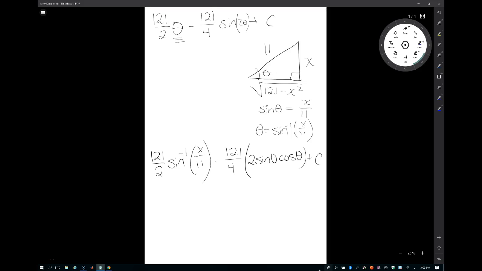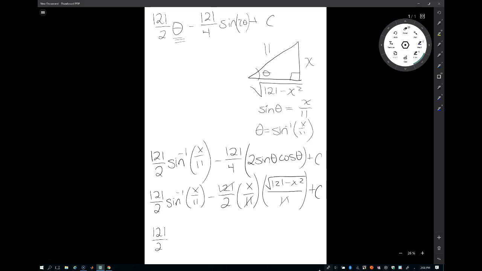So now that it's back in terms of theta, we can use our triangle. If we bring that 2 out front, it's going to turn into 121 halves. Sine theta on this triangle, sine is opposite over hypotenuse, so x over 11. And then cosine is adjacent over hypotenuse. So the square root of 121 minus x squared over 11. And there's just a little bit of simplifying we can do because 11 times 11 in the bottom is 121. So they can cancel out.